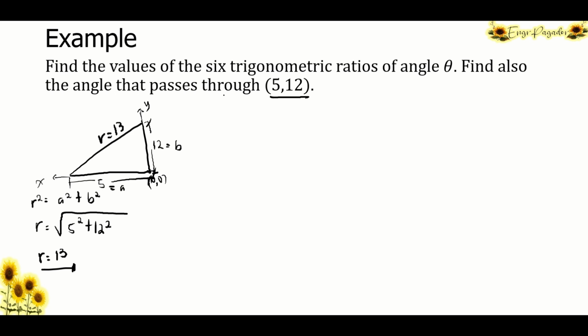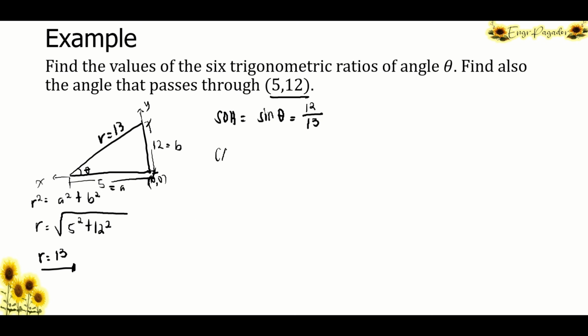So, now, let's solve for the sine. So, ano yung gagamitin natin to solve for the sine theta? Of course, si SOHCAHTOA. So, sine theta is equal to opposite. Okay? So, dito natin i-measure si theta. So, sine theta will be equal to opposite over hypotenuse. So, yung opposite natin dito is 12, and then hypotenuse natin is 13. Okay? So, this is one of the trigonometric ratios.